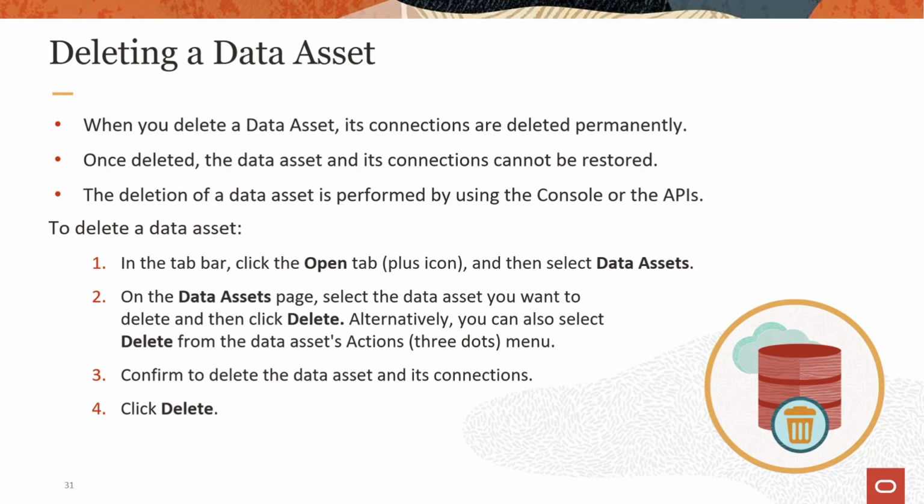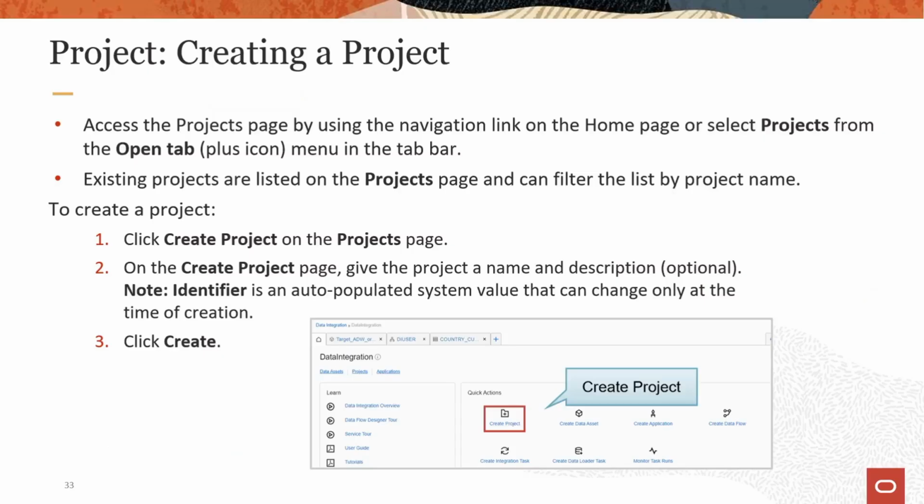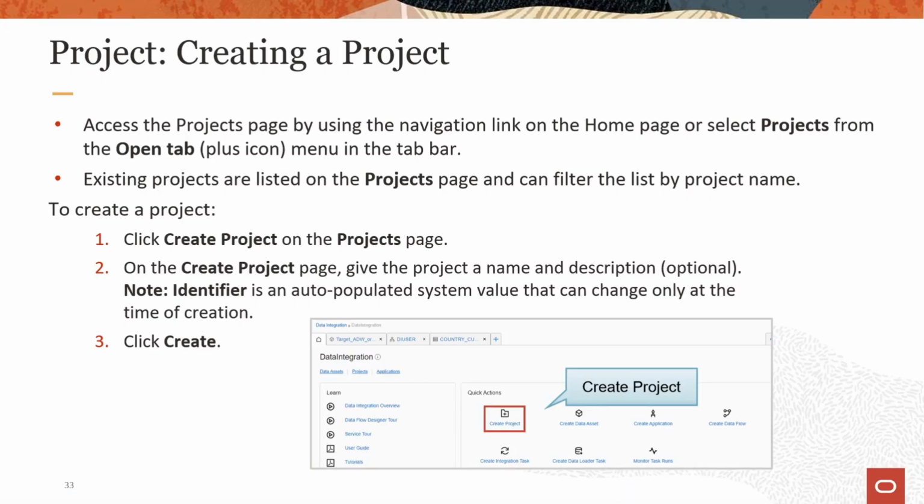Then click Delete. In this section, you will learn to create, view, edit, and delete projects. You can access the projects page by using the navigation link on the home page or by selecting projects from the Open tab menu in the tab bar. Existing projects are listed on the projects page and you can filter the list by project name.